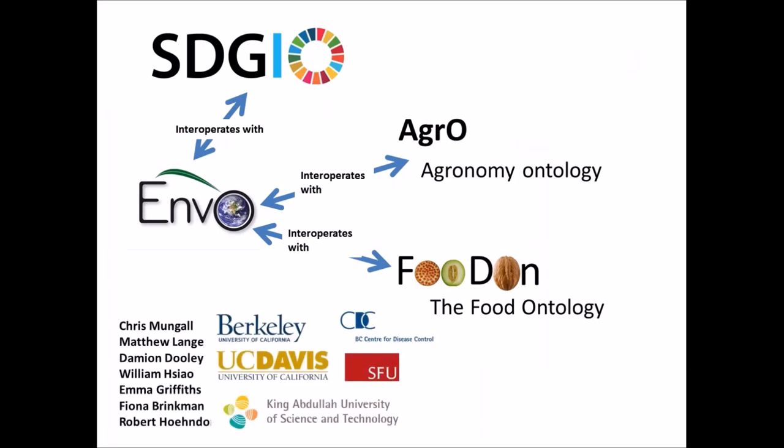Collaborators from numerous institutes, the British Columbia Center for Disease Control, KAUST, UC Davis, Berkeley, and SFU, are involved in putting this together to start decoding food semantics, which is an immense task. But naturally, our food comes from the environment, and therefore that link was made very early on. In fact, FoodOn was exported from ENVO, handed over to food experts, and we are co-developing those ontologies so they interoperate with things like AGRO and eventually SDGIO. So again, we're trying to align the semantics so things are interoperable and we don't have to reinvent the wheel.